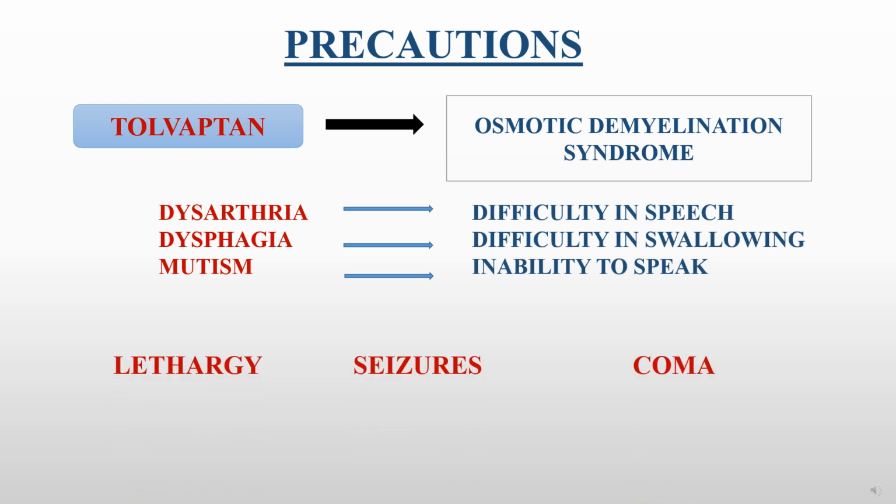In this syndrome, we can observe symptoms like dysarthria, difficulty in speech; dysphagia, difficulty in swallowing; mutism, inability or unwillingness to speak; lethargy, lack of energy; seizures, coma, and even death can be observed with this demyelination syndrome, so tolvaptan should not be used for a sudden increase of sodium level.